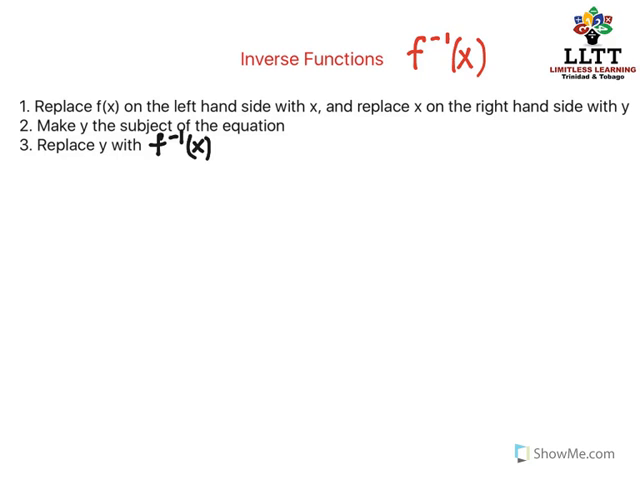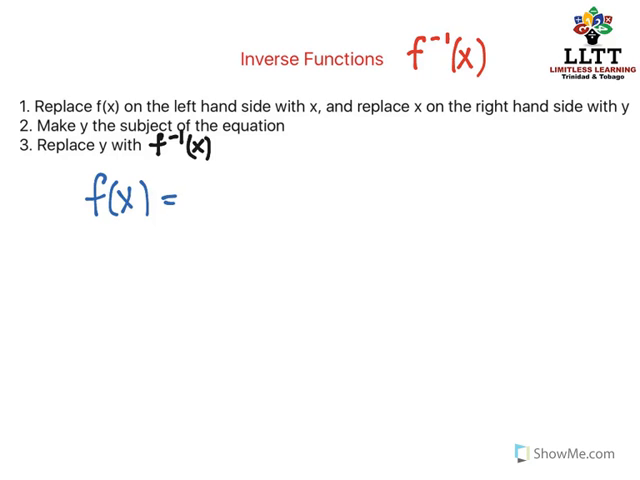So these are going to be our 3 steps. Step 1, we're going to replace f of x on the left-hand side with x, and then on the right-hand side, we're going to replace that x with y. Our second step is we're going to make y the subject of the equation, and what we mean by making y the subject of the equation is that y is on one side and everything else is on the other side. And then once we've done that, our third step is to replace y with f inverse of x. So let's look at an example, which is going to be the best way to understand these steps.